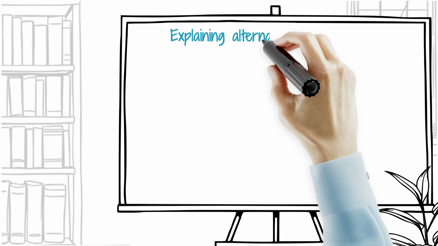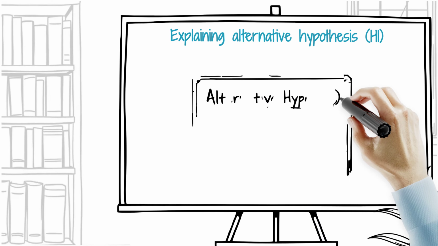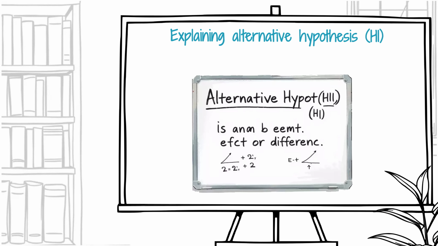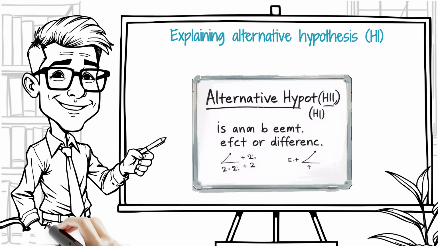On the other hand, the alternative hypothesis, H1, proposes that there is an effect or a difference. It's what we might conclude if we find enough evidence against the null hypothesis.